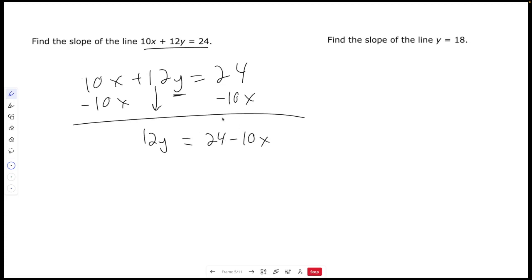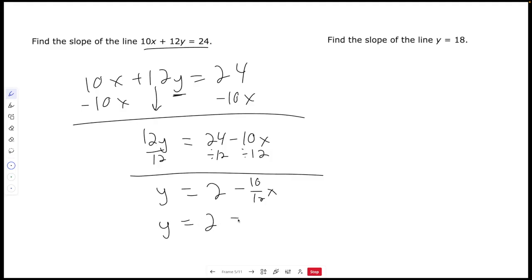Remember, the 24 and the 10x can't combine because one of them has an x, the other doesn't. And now we need to divide by 12 on both sides. And remember, you divide everything by 12. So now we have y equals 2 minus 10 over 12x. This can be reduced. y equals 2 minus 5 over 6x. And now that we have it in y equals form, remember the number that's in front of the x is our slope. So our slope is negative 5/6.